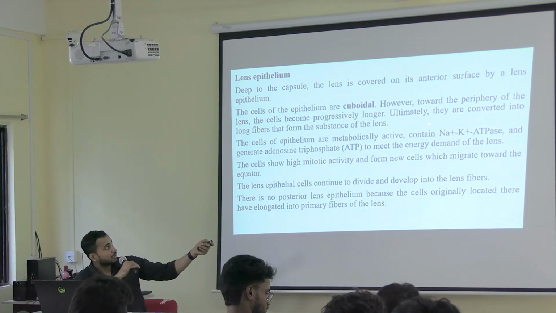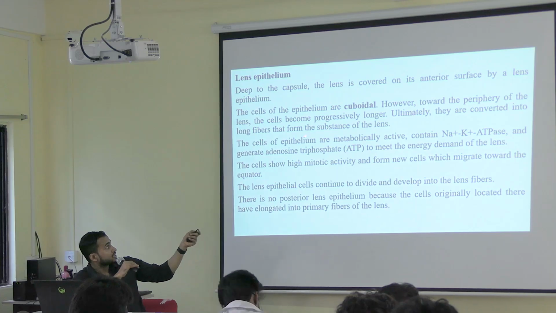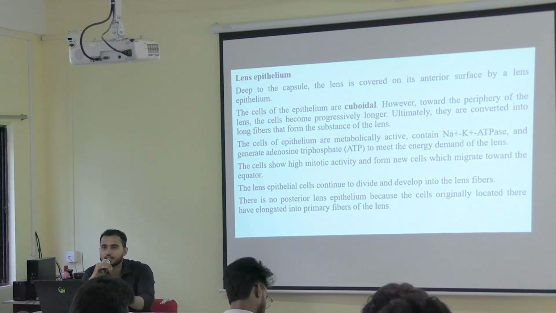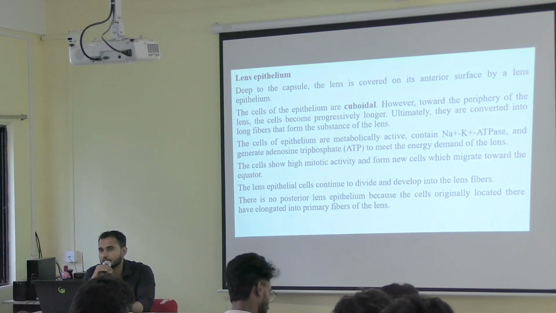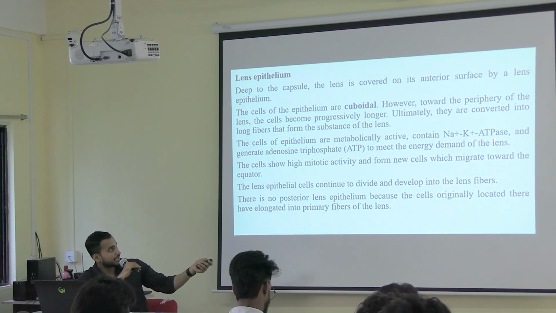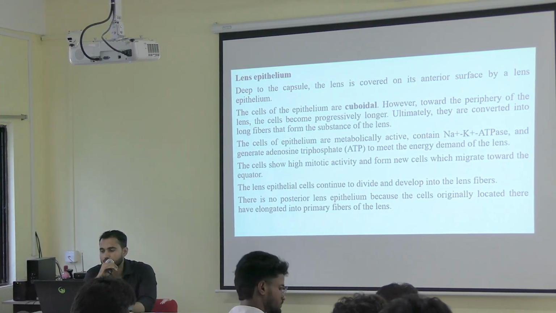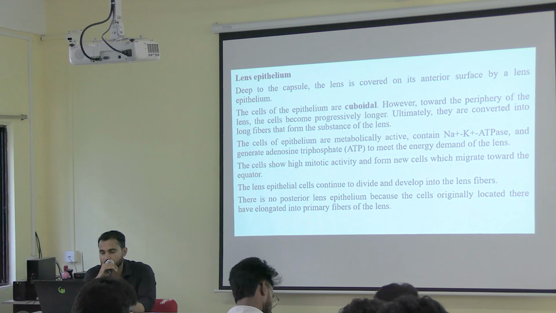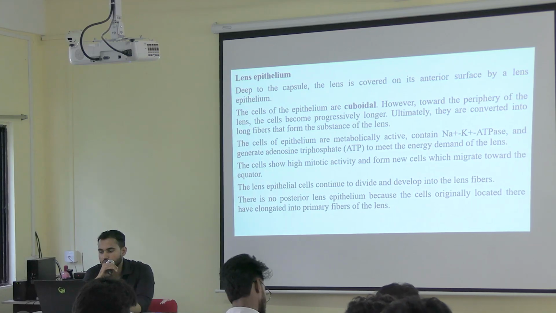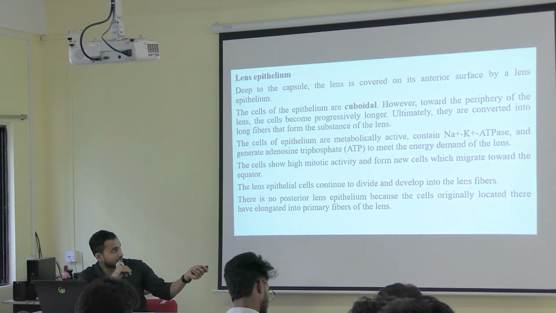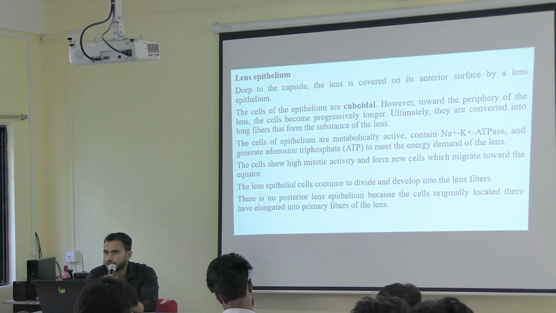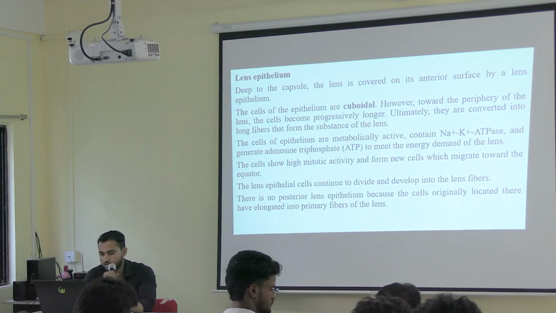So ultimately, they are converted into fibers, which form the substance of the lens. If you see the cells of the lens epithelium, they are metabolically active. Okay, because they contain sodium, potassium, and ATPase, and generate ATP to meet the energy demand of the lens. That's why the cells are highly active. The lens epithelium cells continue to divide and develop into lens fibers, as I have mentioned earlier. Okay. Now posterior epithelium is not there. Instead of that, we are getting the lens fibers.